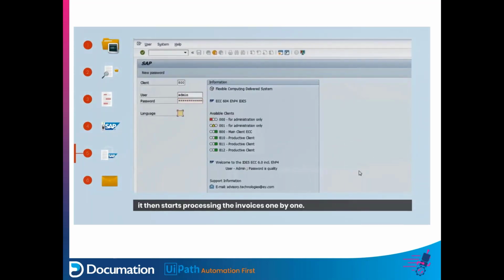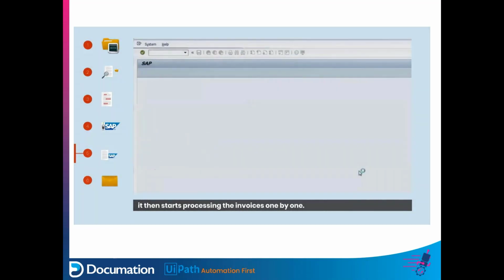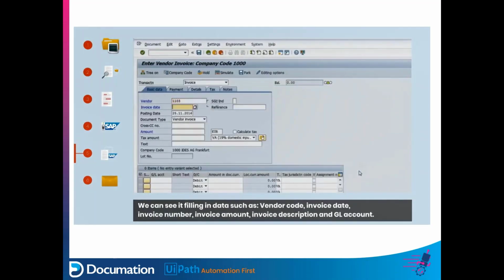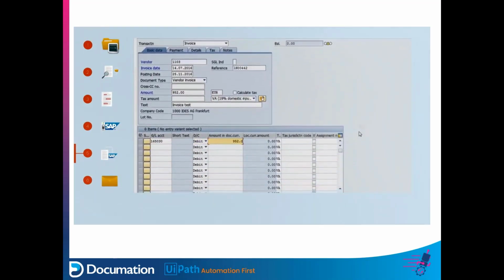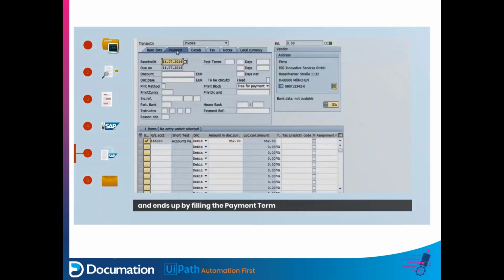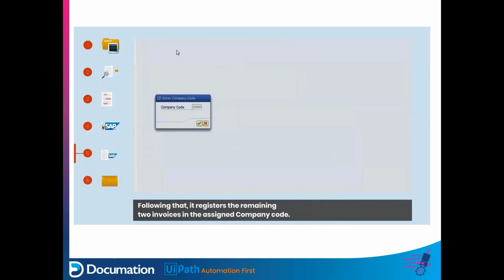And then it's performing basic checks to make sure that SAP is open and finally logging into SAP using its own credentials. And then it starts to process the invoices one by one. We can see it filling in data such as vendor code and invoice date in exactly the same way as a human would do, but in this case there is no human hand on the keyboard.